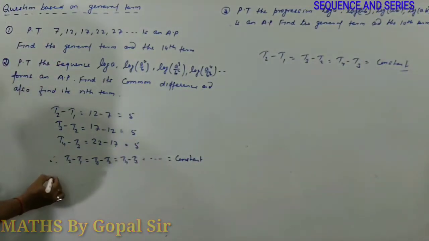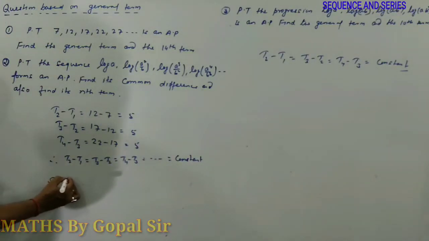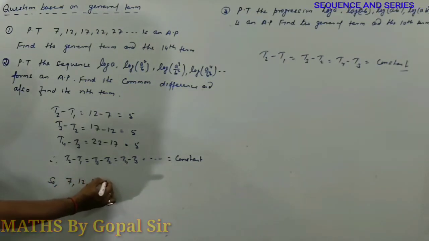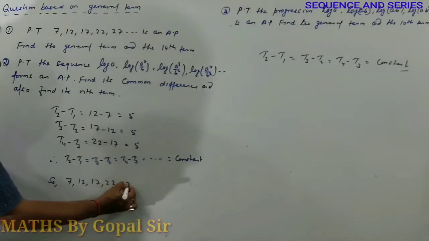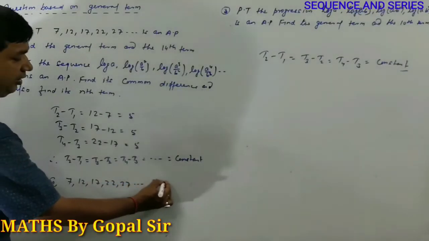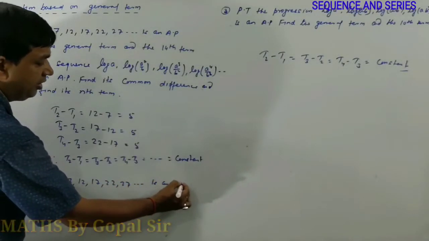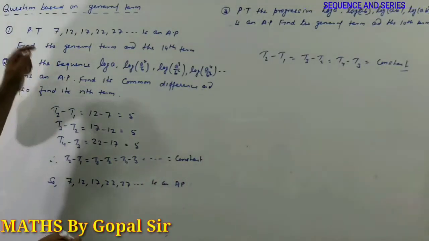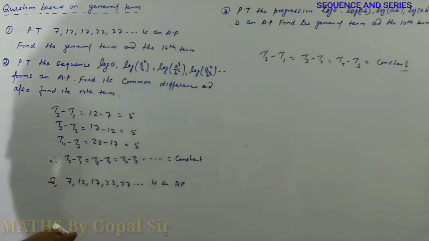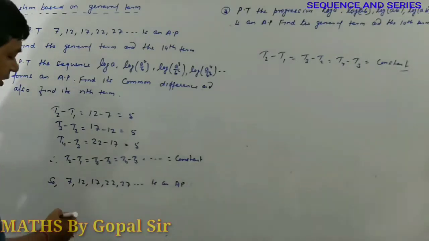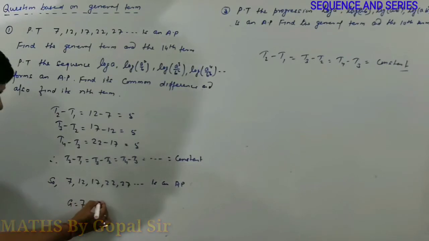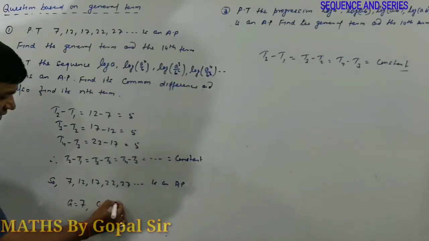So since it is constant, 7, 12, 17, 22, 27 is an AP. Okay, if it is in AP, then what do you have to find? Its general term, and then the 14th term. So how do we find the general term? First you take a, the first term, as 7, and the common difference d is equal to 5.